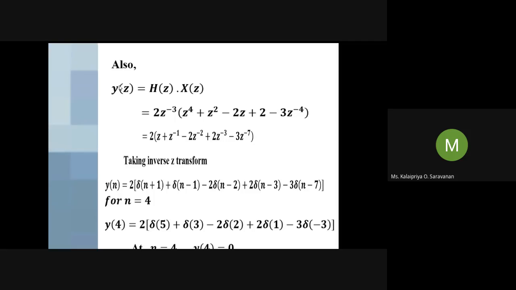Now this expression y of z is equal to h of z into x of z. Otherwise, h of z equal to y by x, output by input. Now this is a basic expression which you'll have to remember for solving the problems.